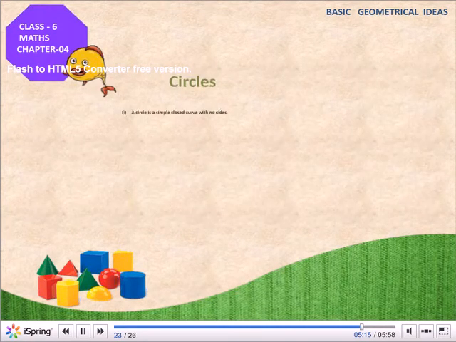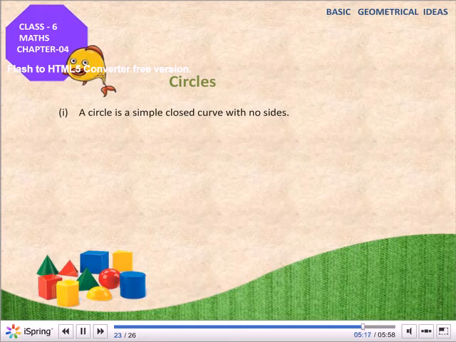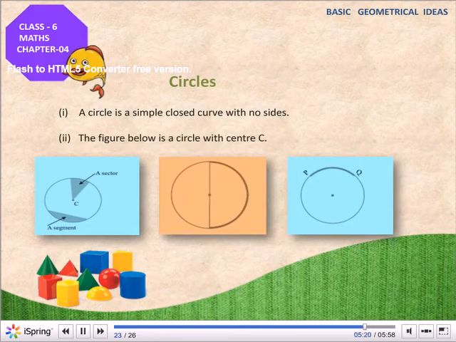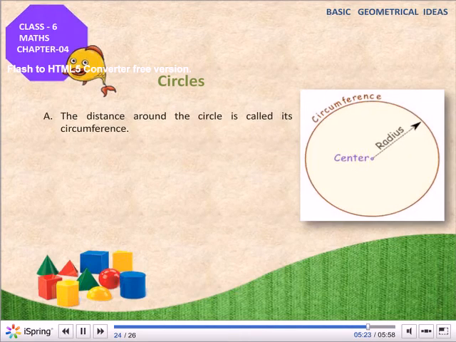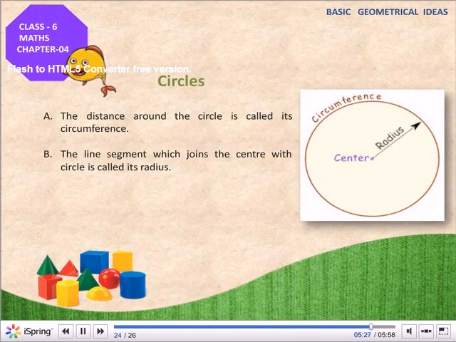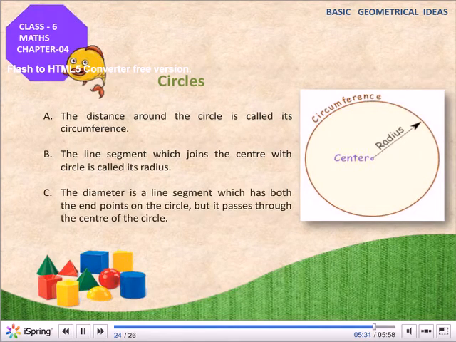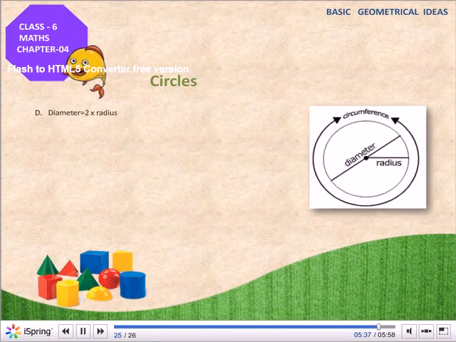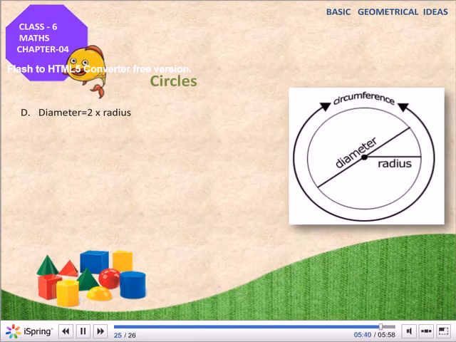Circle. A circle is a simple closed curve with no sides. The figure below is a circle with center C. The distance around the circle is called its circumference. The line segment which joins the center with circle is called its radius. The diameter is a line segment which has both the endpoints on the circle, but it passes through the center of the circle. Diameter is equal to 2 into radius.